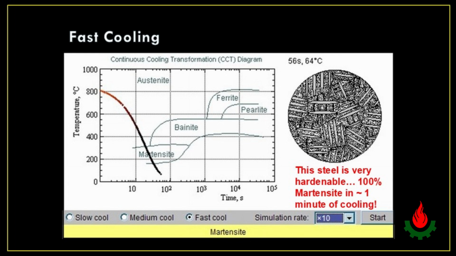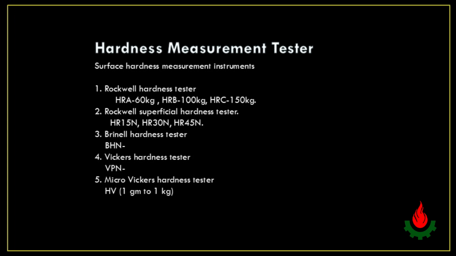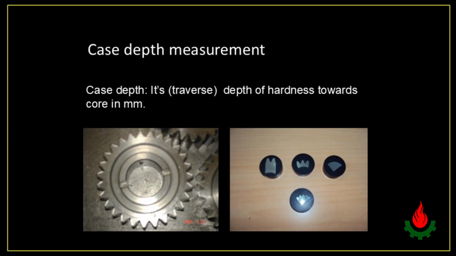potentially causing brittleness. Some examples of hardness measurement testers: Rockwell hardness tester, Brinell hardness tester, Vickers hardness tester, Micro Vickers hardness tester. Case depth measurement in heat treatment determines the hardened surface layer's depth to ensure required hardness and performance for wear resistance and strength. It uses methods like destructive micro-hardness testing and non-destructive techniques such as eddy current testing.